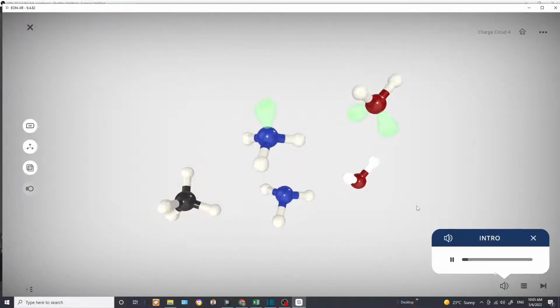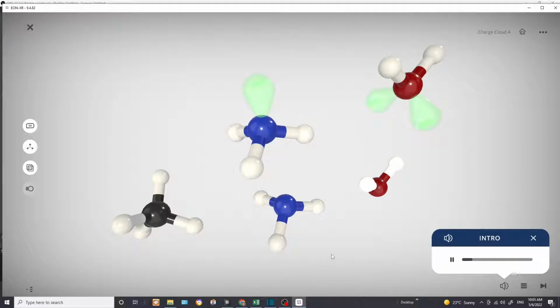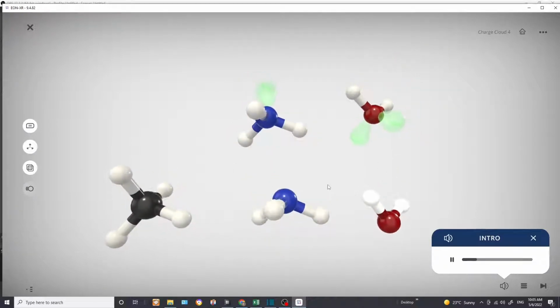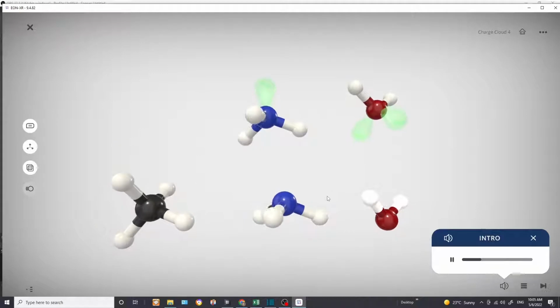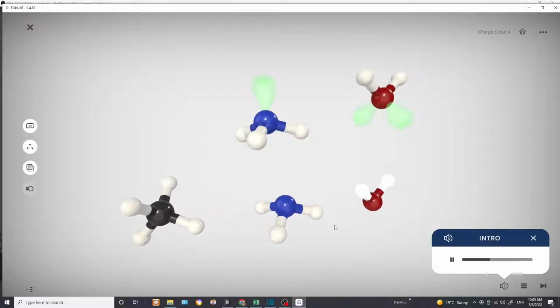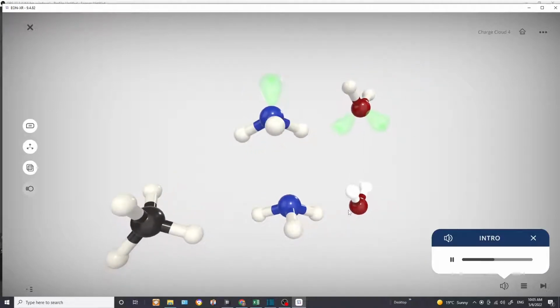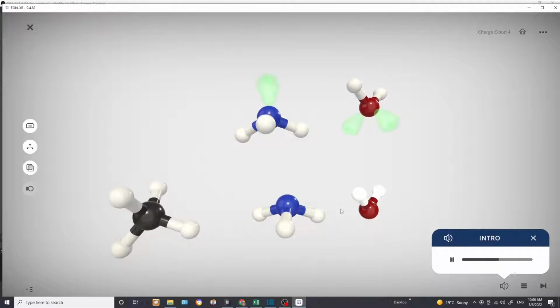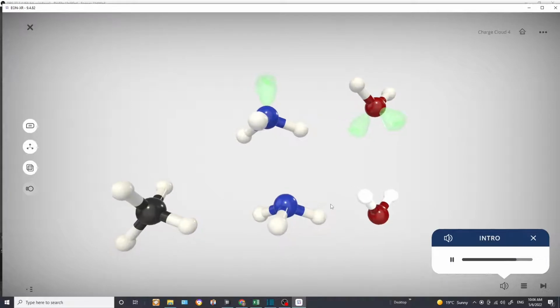Over here we are looking at molecules that contain 4 charge clouds. A bond contains 2 electrons, so it's a charge cloud, and lone pairs also contain 2 electrons, so we also count them as a charge cloud. So over here, the black is carbon, the white is hydrogen, the blue is nitrogen, and the red is oxygen, and you can see methane on the left, ammonia in the middle, and water on the far right. And the lone pairs are shown by those green lobes that contain 2 electrons.